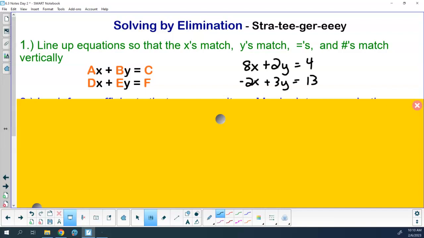Okay? Now, we're solving by elimination. If we were solving by substitution, what would we do? We have to get one of the variables by themselves, either x or y, and plug it back into the other one, because we're substituting them in. Okay? If we're solving by elimination, what do we have to do? How am I going to eliminate one of the variables?